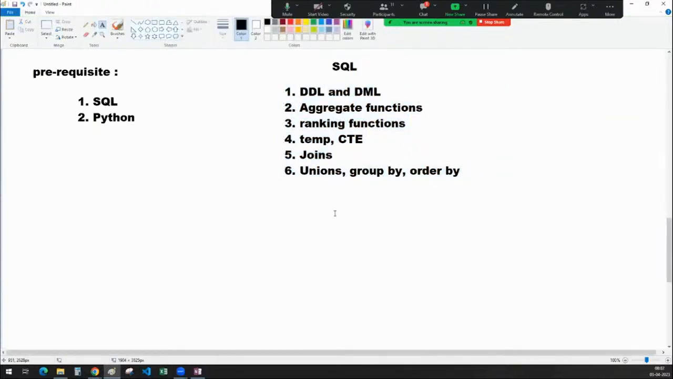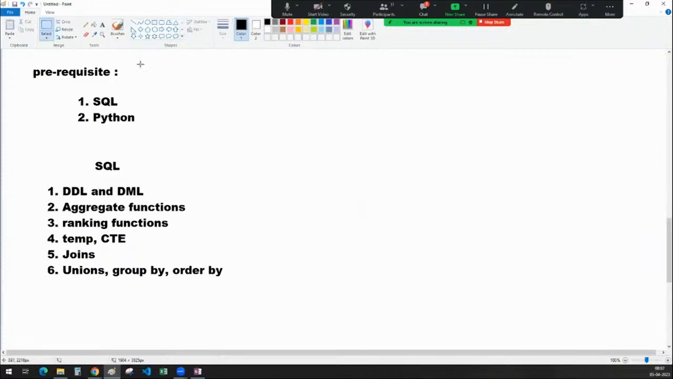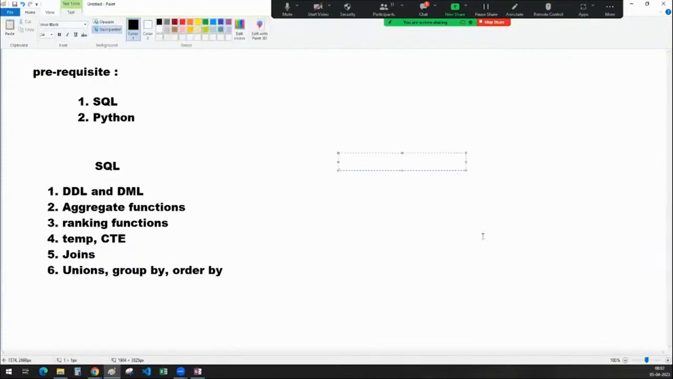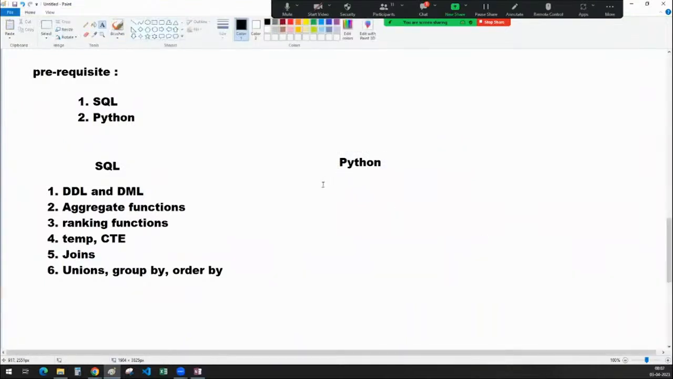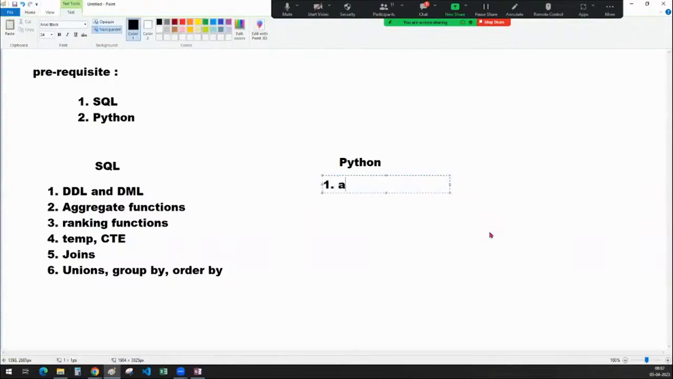For the Python, I would expect you to have, first thing, data types, guys. All the data types and differences. Very important thing. It actually takes a lot of time to understand these data types. And then the very next thing is aggregate functions. How do you do it in the aggregate function?